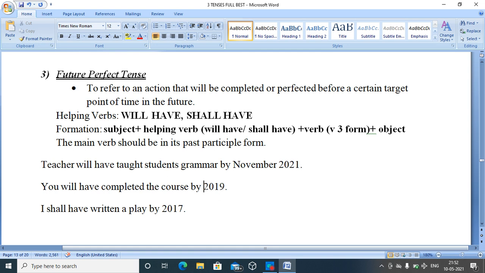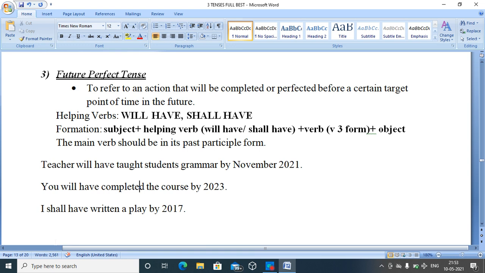I am updating the file to be 2023, for a group of students who joined for graduation in 2020 June or July. They will have completed their course by 2023. It's a target point and obviously a point in the future also. So will have, that's the helping verb; complete, completed, completed: the V3 form of the verb is completed. And obviously in this tense, whichever the main verb is, it should be in its V3 form only, because it's a perfect tense.